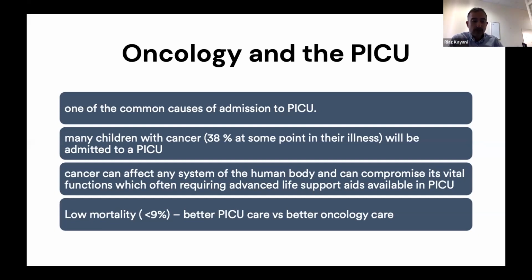Cancer can affect, obviously, any body system, and so we have to think about how we're going to support that. But thankfully, in general, even if you combine elective and emergency admissions, the mortality is quite low, less than 9%. It's much higher if you take out the elective admissions. But in general, that's a product of us generally doing better intensive care.